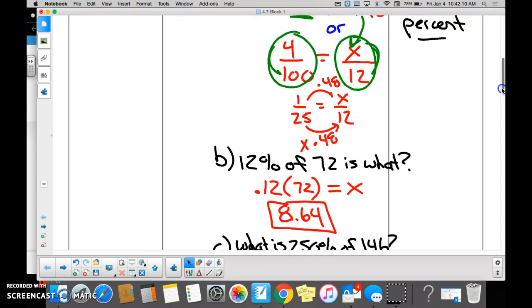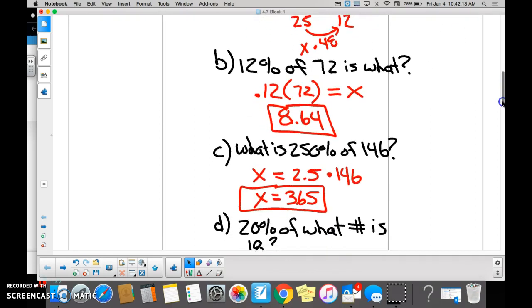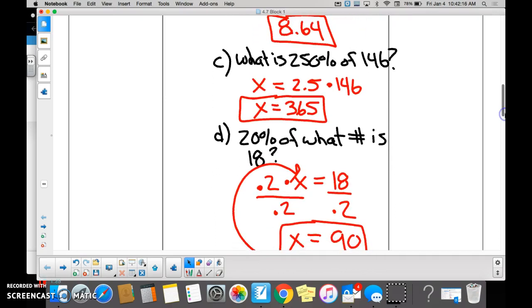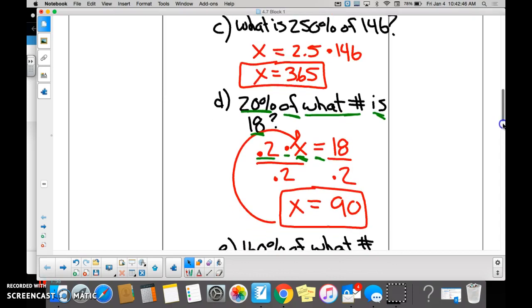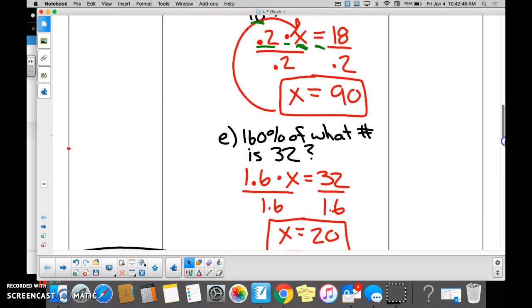B, same situation. C, same situation. D was a little bit of a different situation because it was 20%. So 0.2. What's "of" mean? So we got 0.2 times what number is x, or some sort of variable. What does "is" mean? And what does 18 mean? 18, right? So then you can solve algebraically because you guys are capable of doing so. Could you write a proportion for that one if you really wanted to? Yes, totally. Kind of like the truck problem that you're going to see a little bit later in the video. E is again similar.